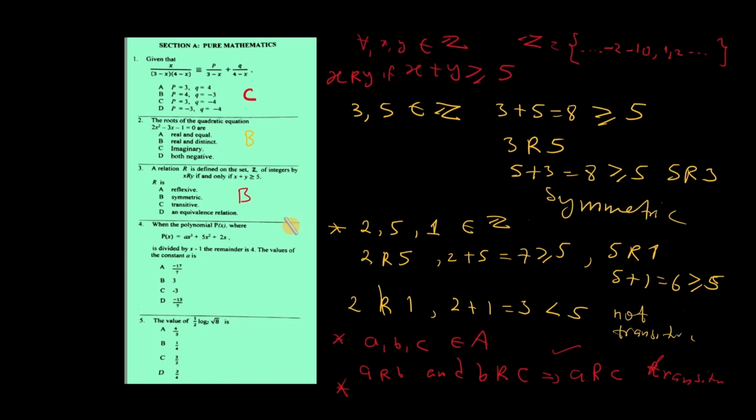The right option cannot be D, since D is an equivalence relation, and an equivalence relation is one which is reflexive, symmetric, and transitive. We have already seen that the relation is not reflexive. It's also not transitive.